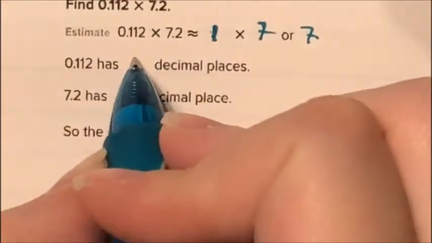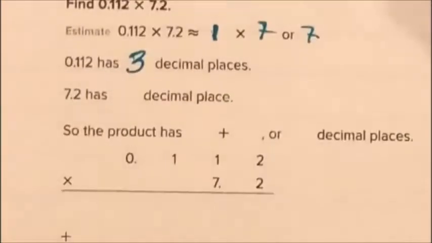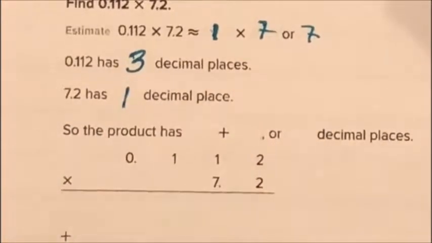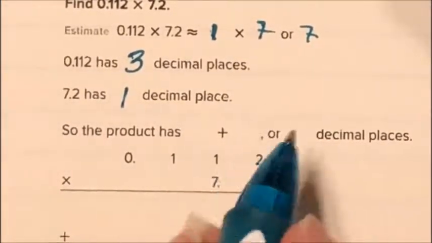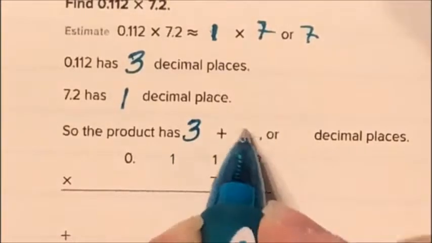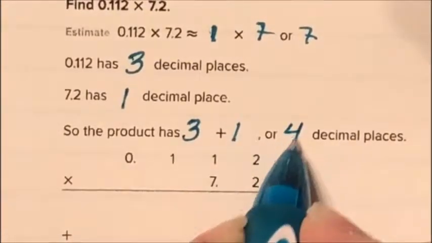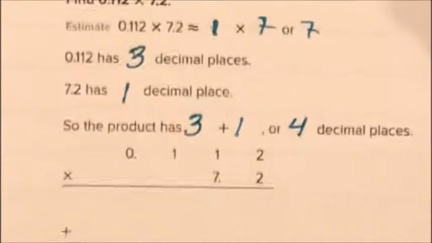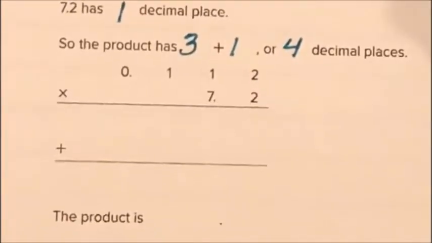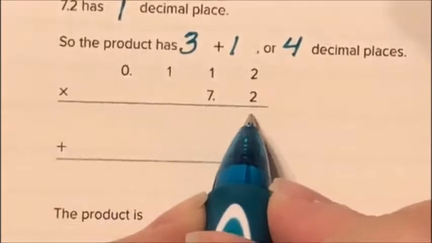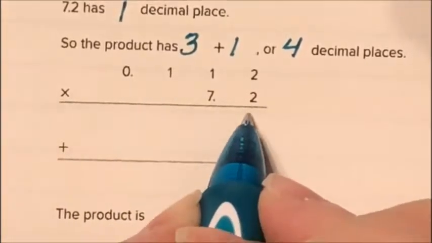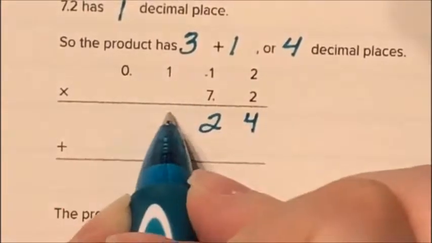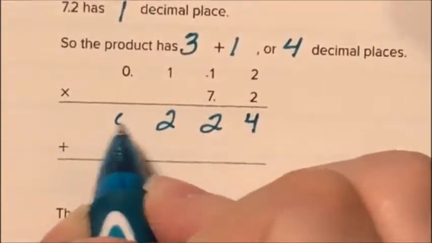0.112 has 3 decimal places, and 7.2 has 1 decimal place. So the product has 3 plus 1, or 4 decimal places. When I multiply this, 2 times 2 gives me 4. 2 times 1 gives me 2. 2 times 1 gives me 2. 2 times 0 is 0.